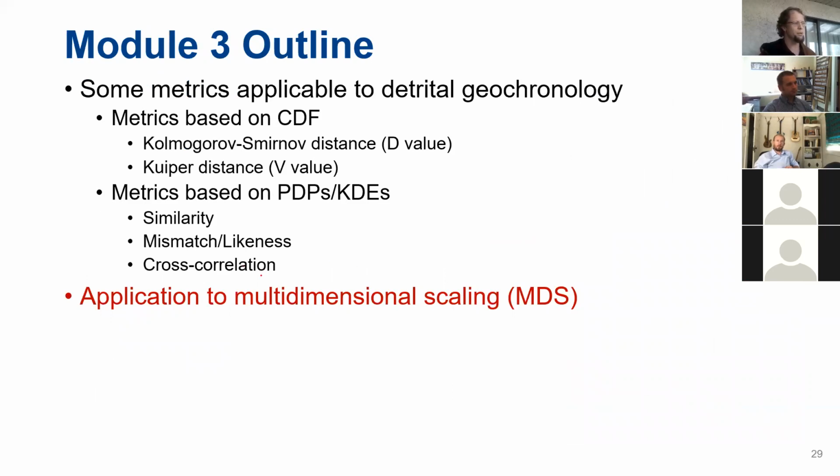So discretization and age ranges affect all these guys, and actually affect the CDFs. If you make a CDF based on summation of a PDP or a KDE, then similarly, those same considerations are going to affect your D and V values as well. All right, again, I want to pause for just a minute and make sure that people are still with me.